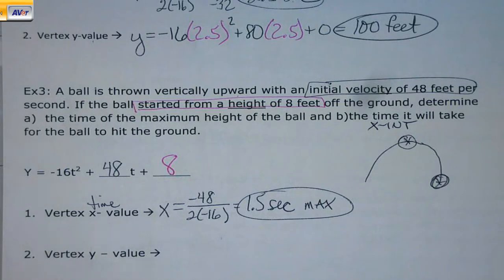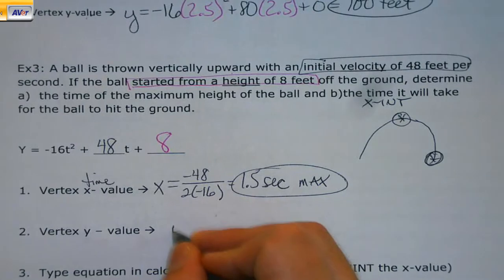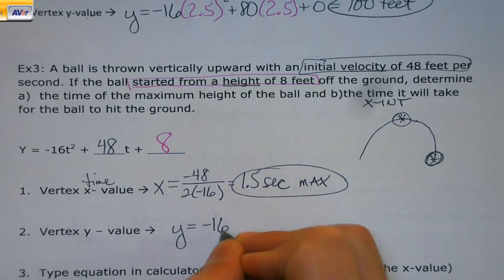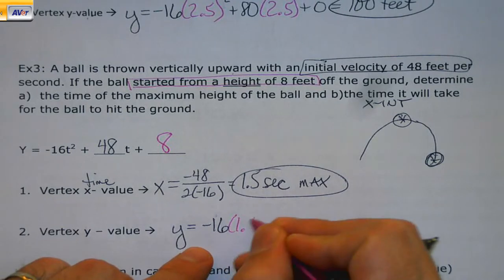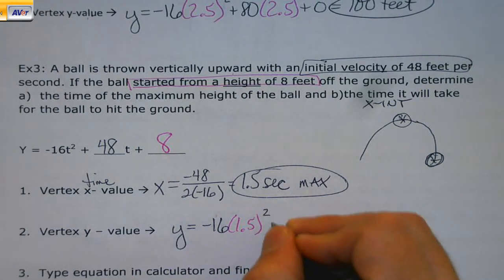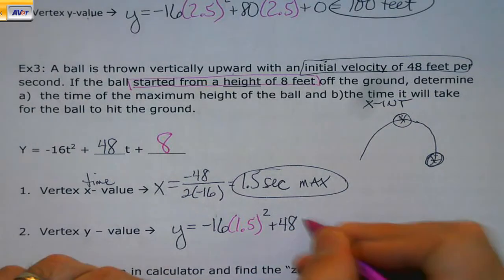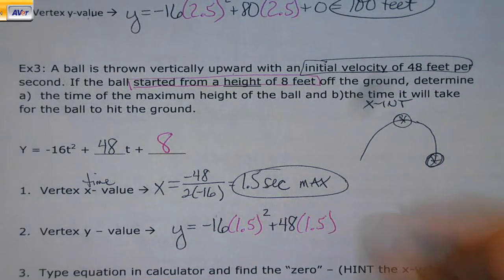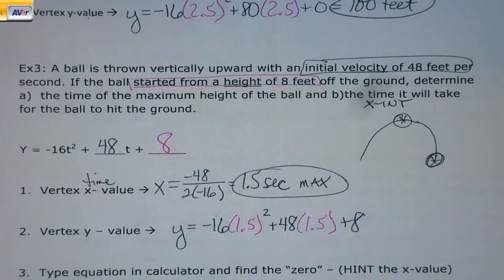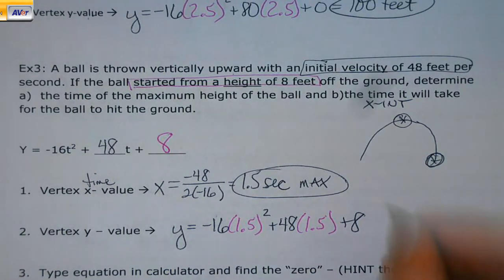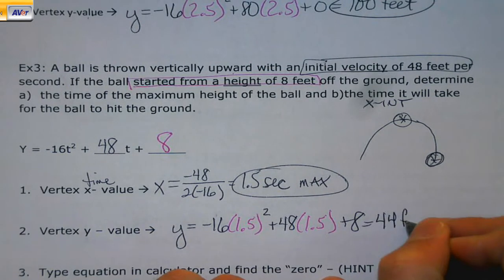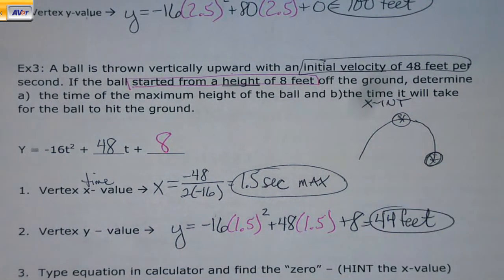If I wanted to know what that height was, might as well do it. We've got it here. I'm going to plug that value in for my variables in my original equation. Again, I just want to be cautious, make sure I get my negative in here, make sure I get my squared in, all that good stuff. Okay, so at 1.5 seconds, I reached the maximum of 44 feet.